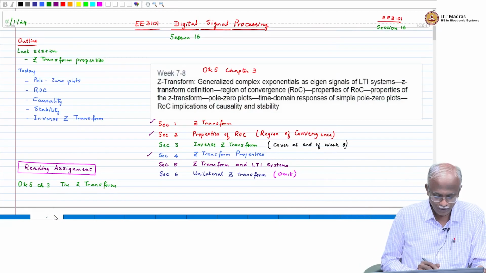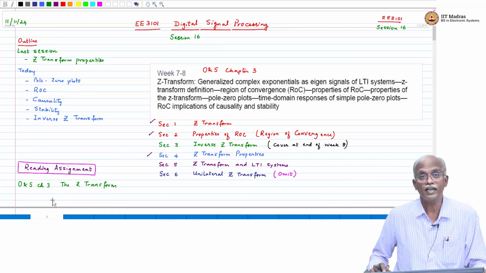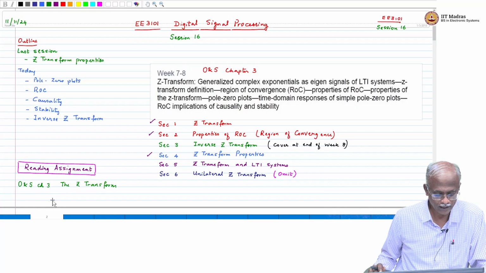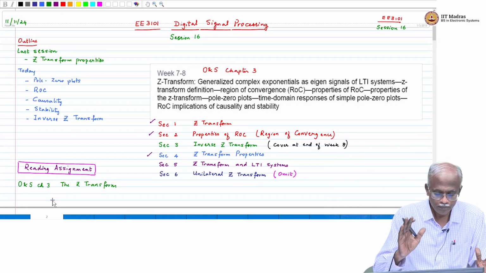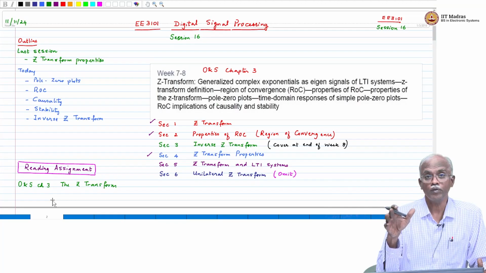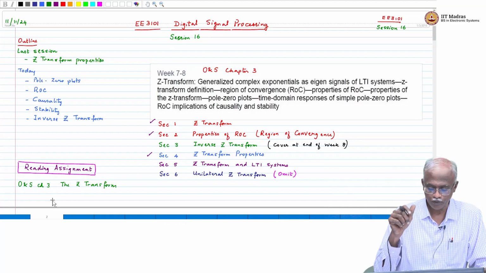We will begin with a quick recap of what we have covered in the last session and then proceed to the new topics in today's class. In the last session, we had looked at some of the Z-transform properties. We had also looked at Z-transform pairs.